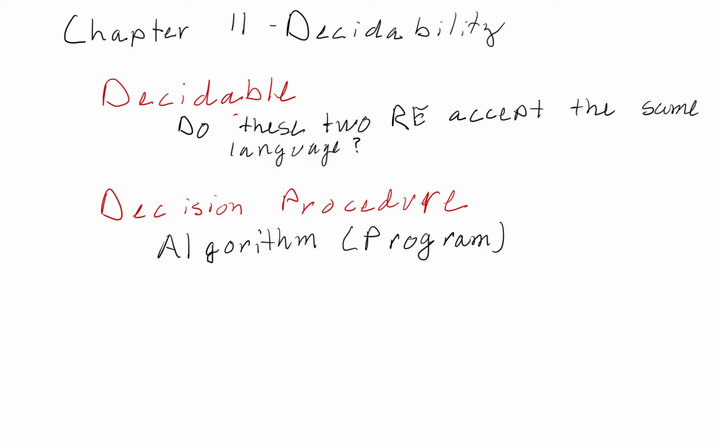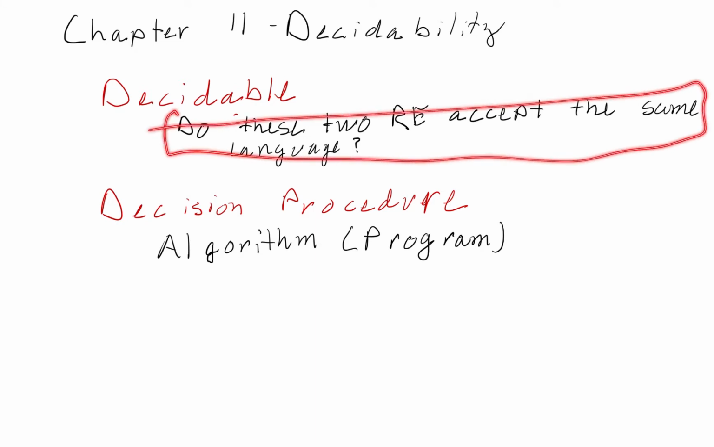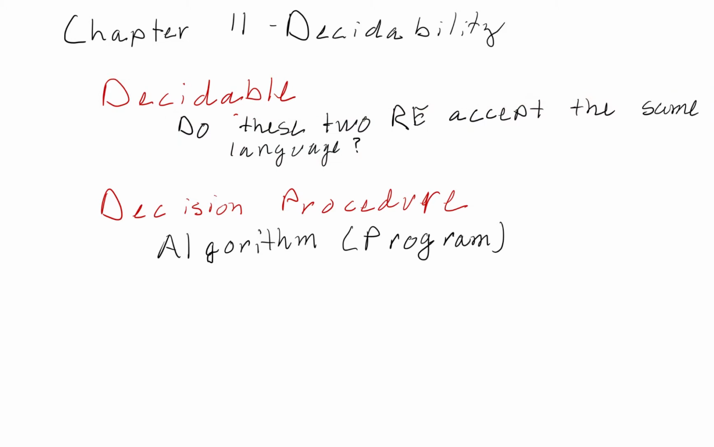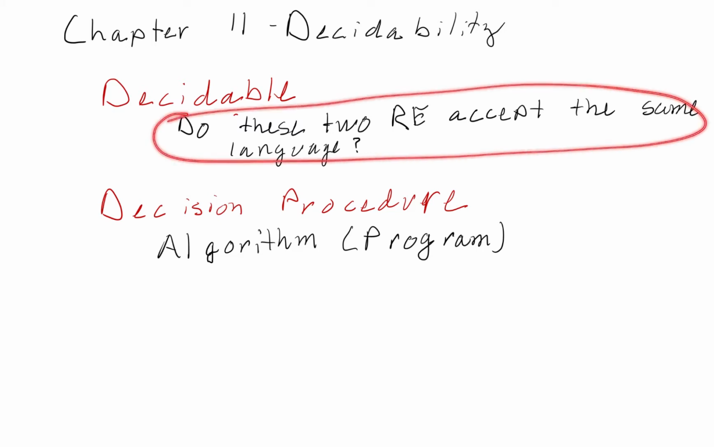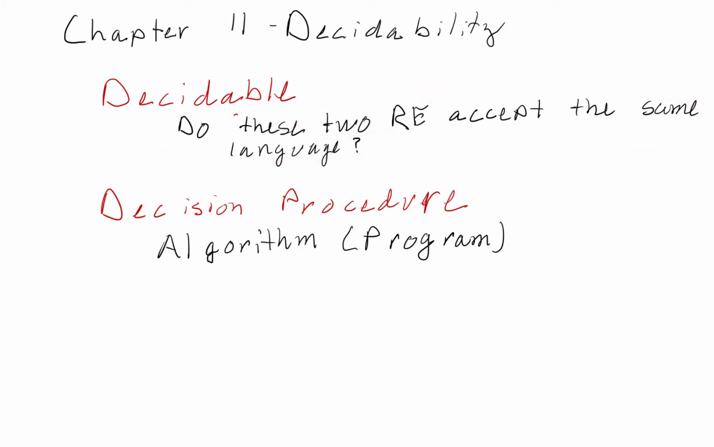So a problem like this, some question that we're trying to answer, is decidable if we could come up with a decision procedure. A decision procedure is basically just an algorithm, or what you might know as a program, a step-by-step process that will answer this question for any two regular expressions. So that is the core of this class.